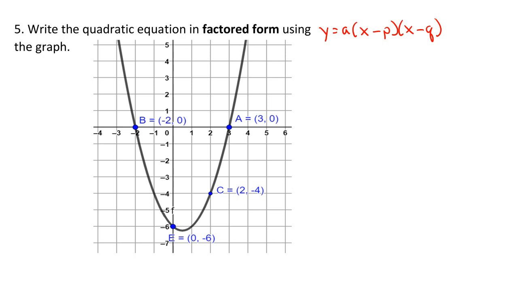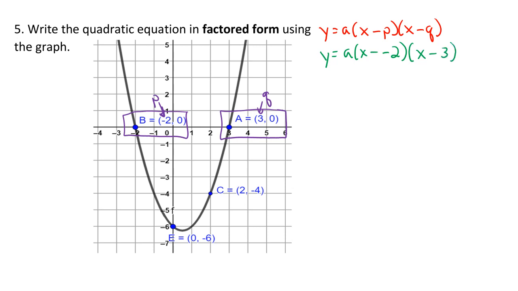So factored form, we need x-intercepts. X-intercepts are the points that touch the x-axis. That is point A and B in this problem. I'm going to make -2 be P, and I'm going to make 3 be our Q. So we're going to plug it in. So we have y equals a, x minus -2, and then x minus 3.